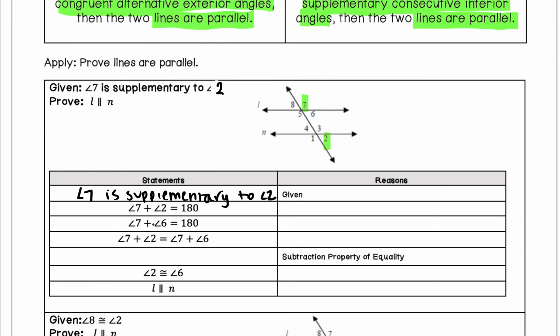Then we're going to say that angle 7 plus angle 2 equals 180. That's the next statement provided. Well, we just said that they were supplementary, so this is just because of the definition of supplementary angles.